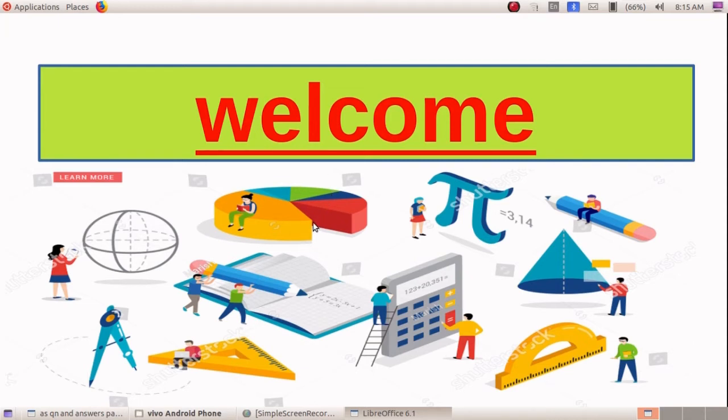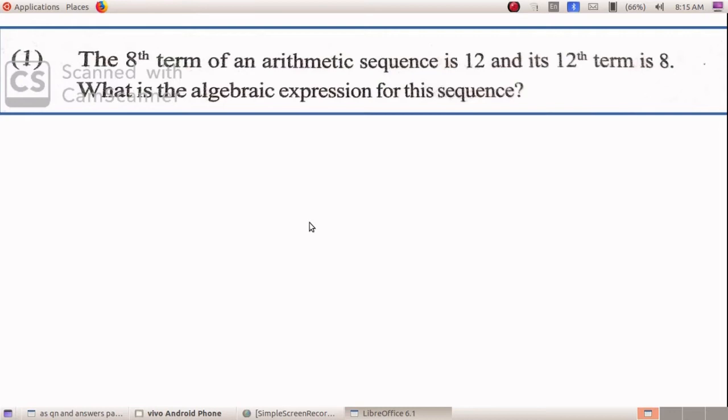Read the first question. The 8th term of an arithmetic sequence is 12 and the 12th term is 8. What is the algebraic expression for this sequence? Once again, 8th term 12 and 12th term 8. What is its algebraic expression? Let us write it. 8th term is 12. 12th term is 8.